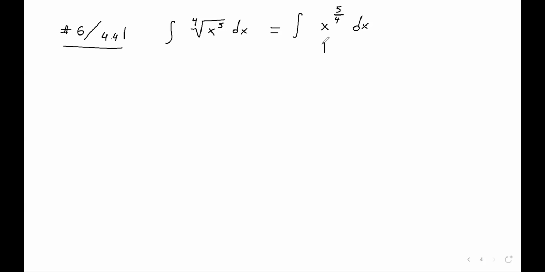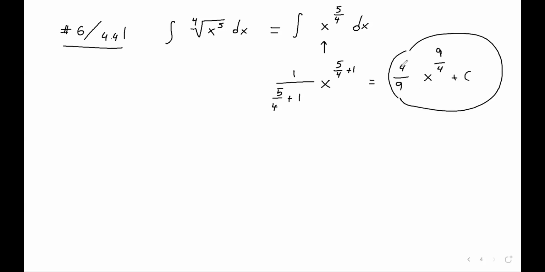So the antiderivative of this guy follows the usual rule where you increase the exponent by 1. So that's going to be 5/4 plus 1, and then 1 over 5/4 plus 1. And all you have to do is calculate that. It's very easy to calculate. 5/4 plus 1 is 9/4. So the final answer is 4/9 x to the 9/4, and then plus the constant C at the end. So this is going to be your final result for this particular problem.